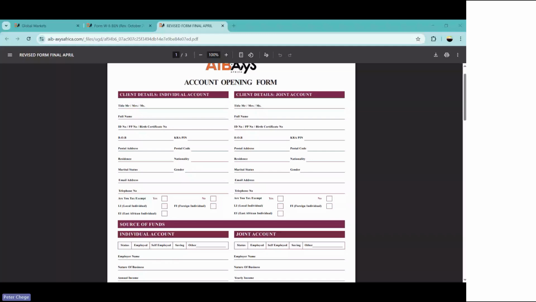Is it CDSC? CDSC, let me check whether they have it on their website.